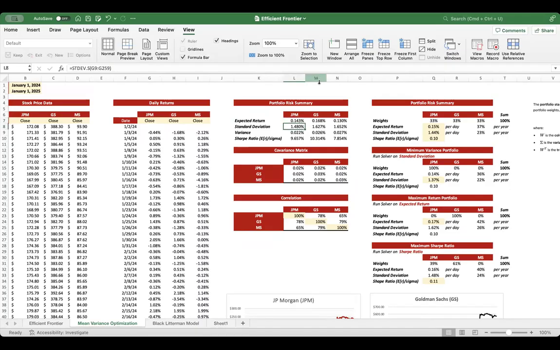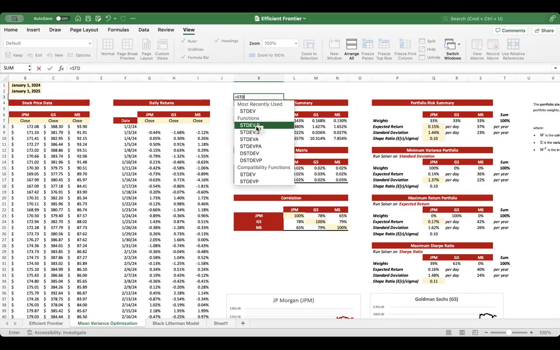The next step is to calculate the standard deviation. How much is your return deviating from the mean return? This is what standard deviation tells you. So in Excel, we have a formula called standard deviation dot sample. When you write standard deviation, it will give you two formulas, dot p and dot s. Always remember that dot p represents population, dot s represents sample.